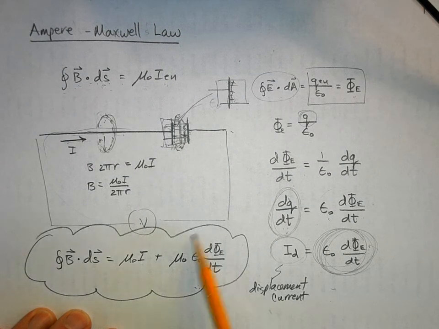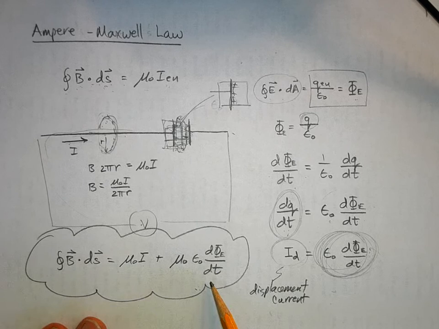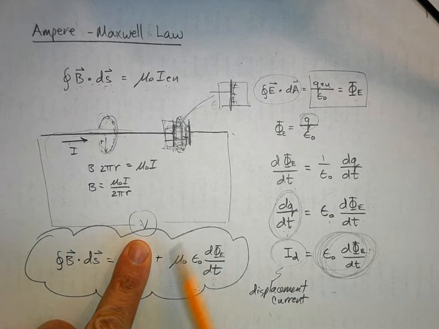And therefore, we have what we call displacement current. I'd prefer to call it an electric flux current kind of stuff. All right? It's acting as if it's a current. So this is 0, and we have this. But we can still use Ampere's law.